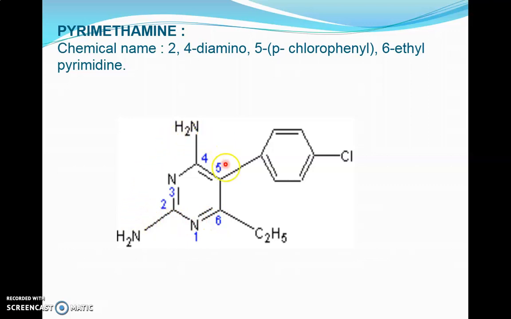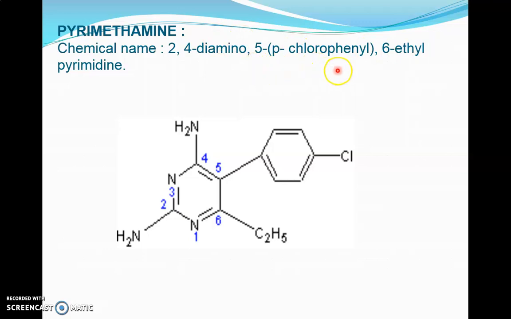Next we'll see the substituents. On the second position there is an amino substituent, on the 4th position again amino, it means 2,4-diamino. On the 5th position there is a parachlorophenyl group, and on the 6th position there is an ethyl group. So we'll try to arrange them in alphabetical order and then write. There will be 2,4-diamino, on the 5th position parachlorophenyl, on the 6th position ethyl.